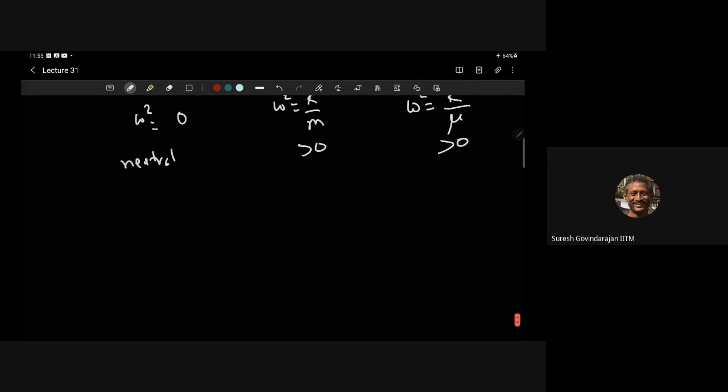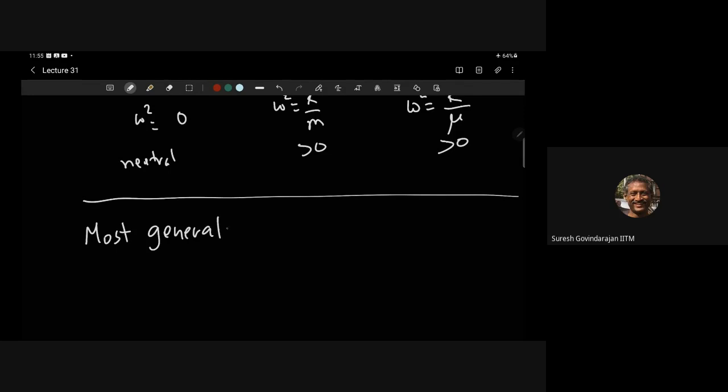Okay, so the most general solution will be linear combinations of these 3 modes.